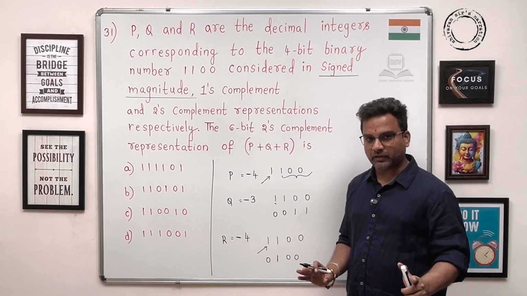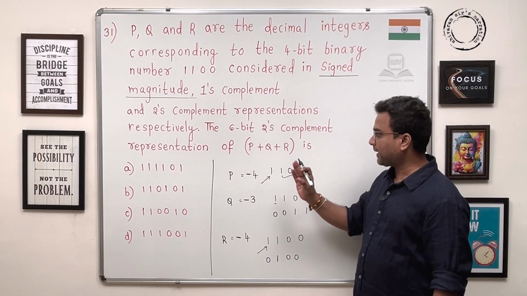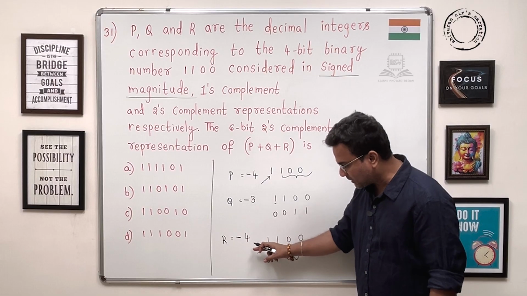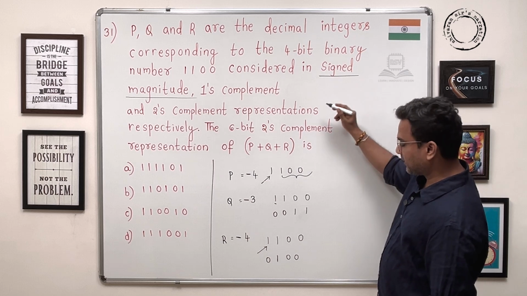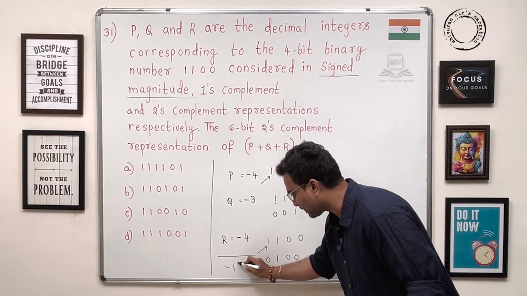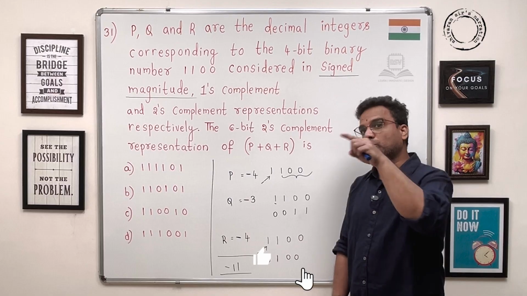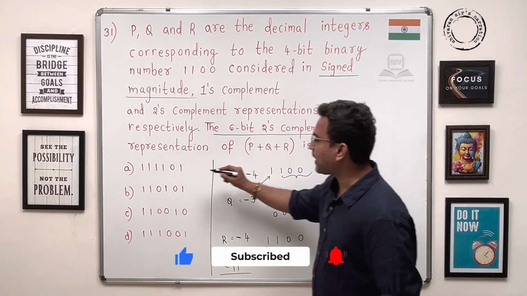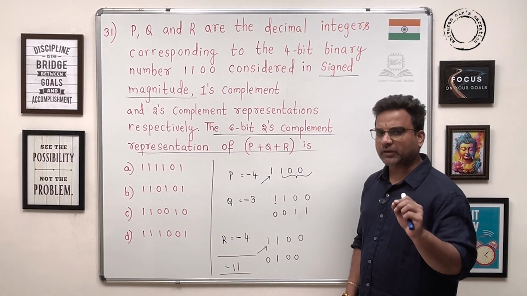So finally, as per the given representations, we've calculated P, Q, R. P is minus 4, Q is minus 3, R is equal to minus 4. You add them, P plus Q plus R. It is minus 11. We want to see this minus 11 in 2's complement, because the question says the 6-bit 2's complement representation. Okay, minus 11. What is the procedure?